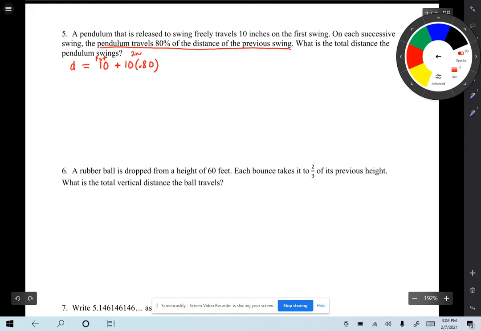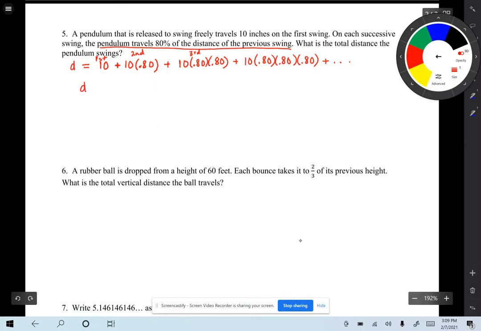This is the second and the third. So the third one would be 80% of the 10 times 0.80. So here's the second swing, and it'd be 80% of it. So that'd be the third. The next one would be 10 times 0.80 times 0.80, and 80% of that. But you get the pattern. We don't have to write out every single one, but we're going to use that to find the total distance traveled. So in this case, instead of the word sum, we're going to use D for distance.